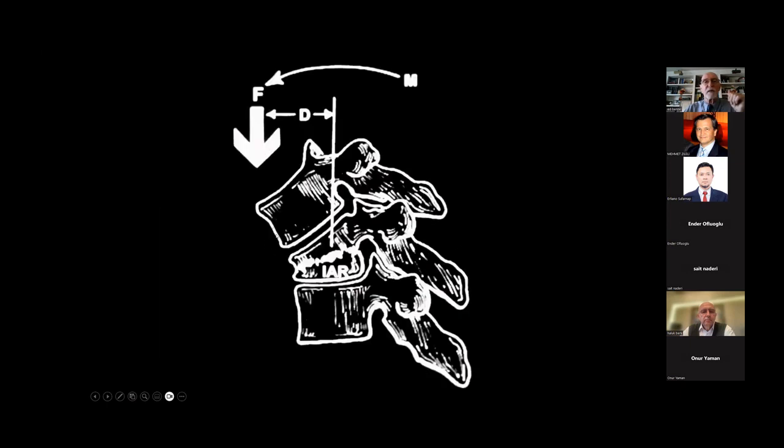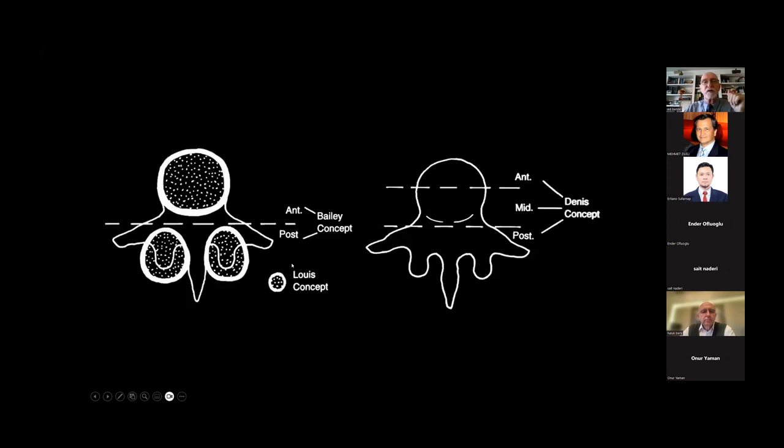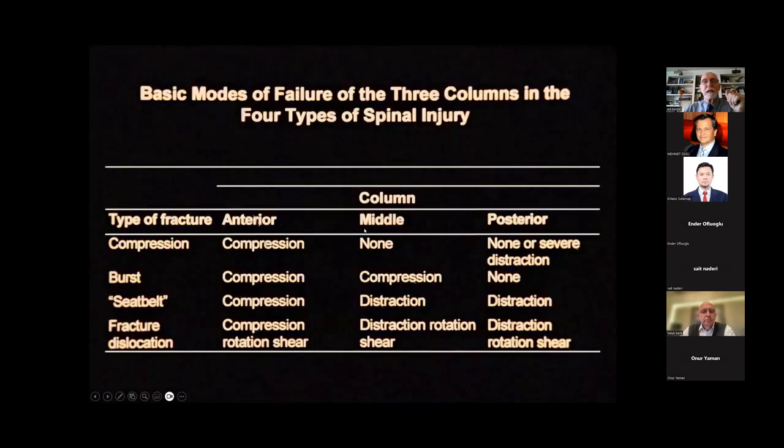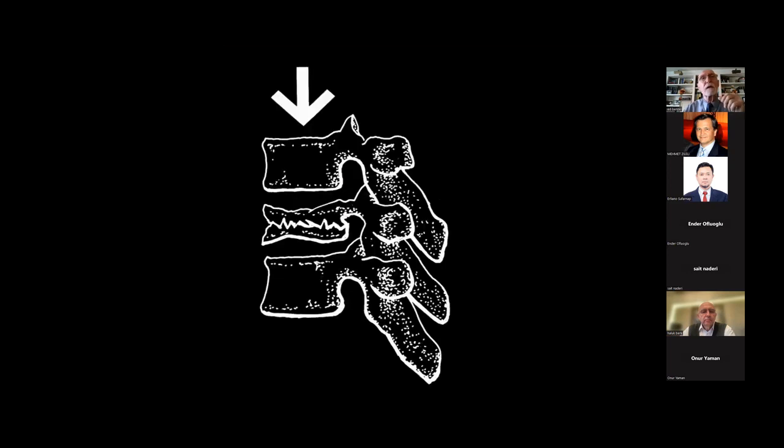I've already mentioned that the greater the bending moment, the greater the stress, the greater the chance of failure, as depicted in this cartoon. So with subaxial spine failure, we tend to think of the different types of models, the Denis concept, the Louis concept, Bailey concept. But in reality, we tend to think of anterior, middle, and posterior columns. But if we want to simplify, this pretty much tells the story. The ventral column has been fairly disrupted in this particular situation, and we should treat it accordingly.